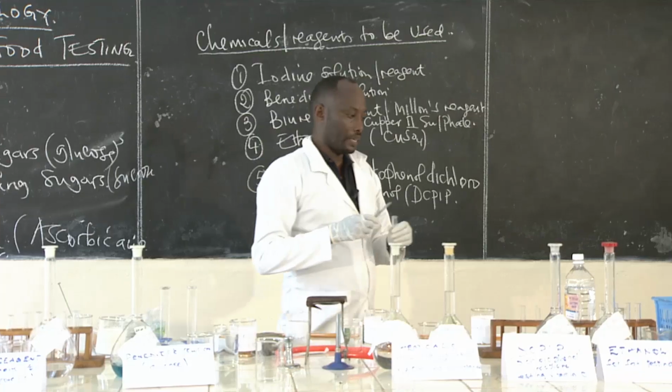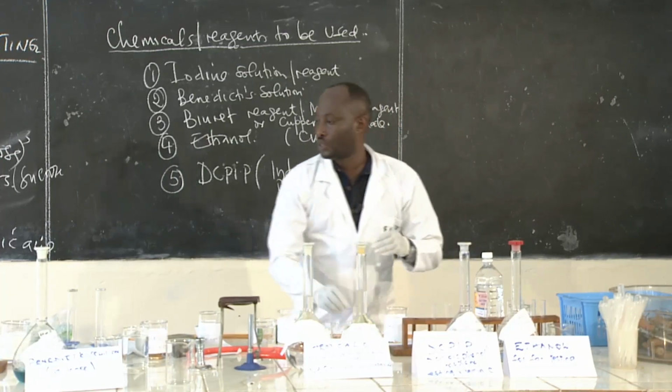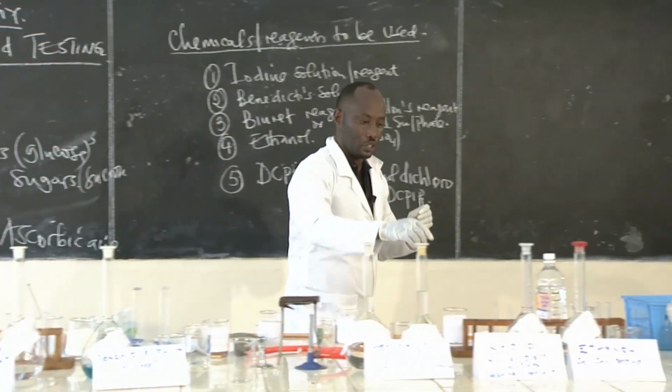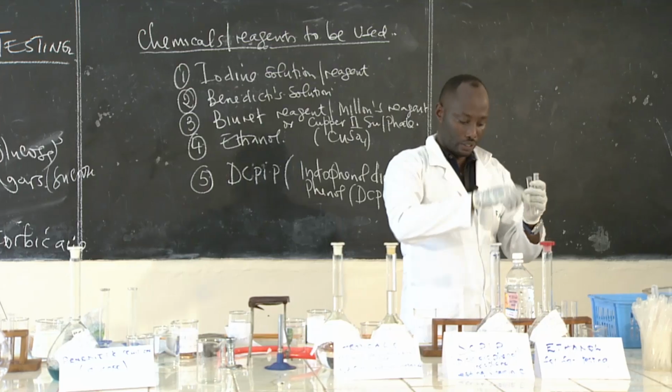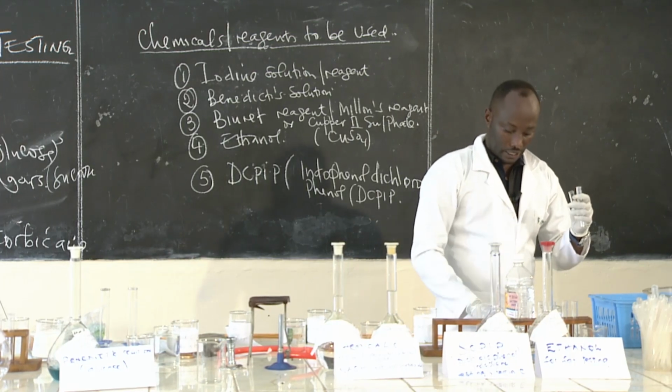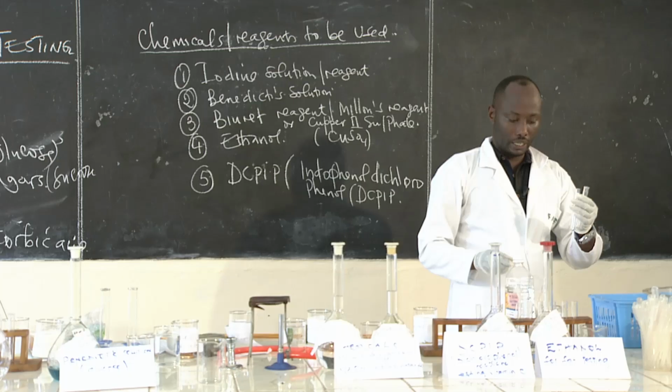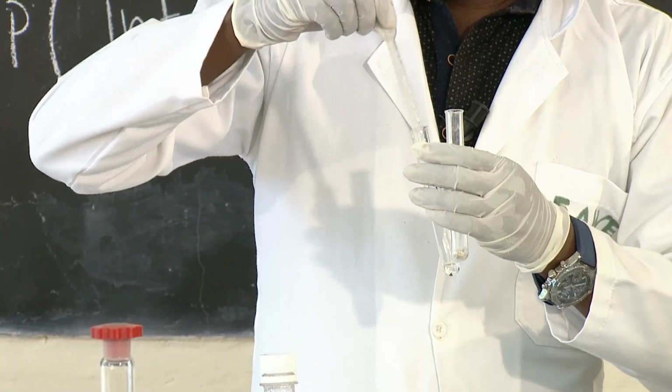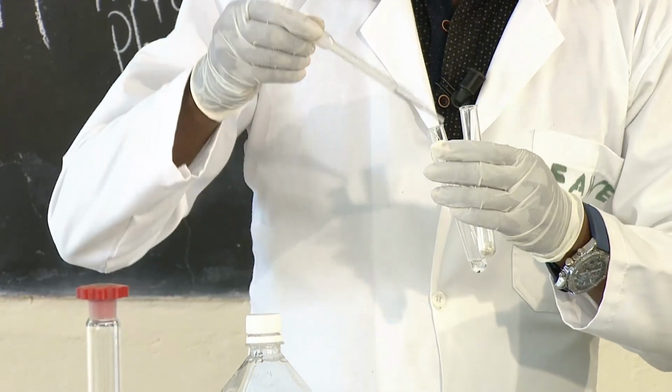Okay. From here, I'm going to put there the iodine solution. Let me first get another test tube and put there the distilled water. I test if it contains starch. Here I put the distilled water to act as a control experiment.